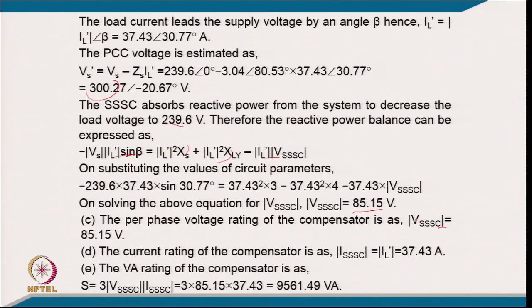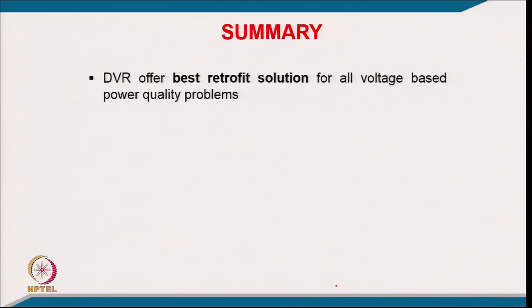the compensator is the same as 85.15, and the current rating is the same as the load current rating that we calculated earlier. It comes 37.43, and the VA rating will be 3 times the compensator injected voltage multiplied by the current, and it comes 9561.49 volt ampere.